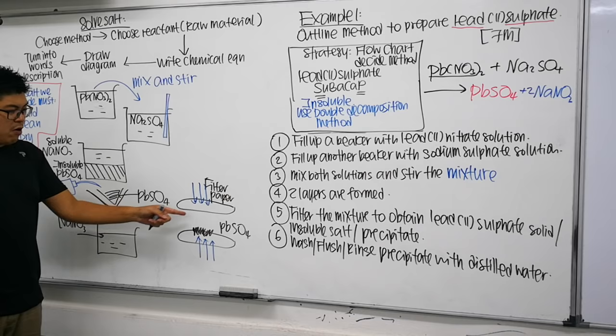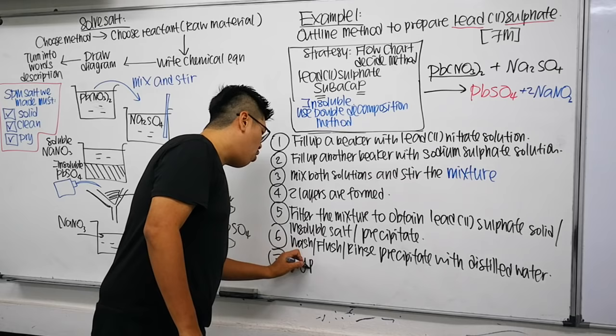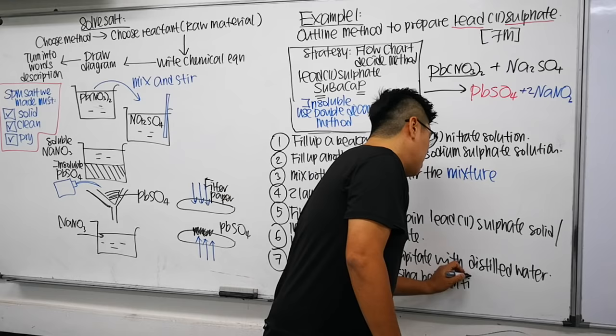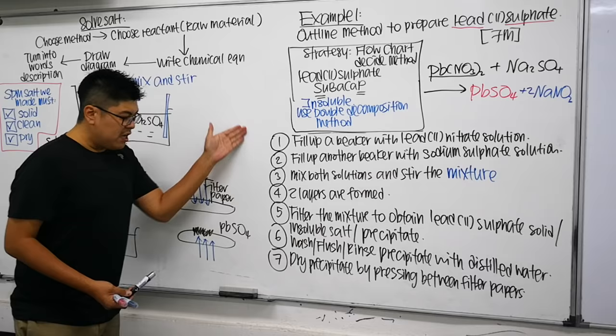Ultimately, what do I do? I dry it. So, you just dry the salt or dry the precipitate. How do you do it? By pressing between filter papers. Okay? Between filter papers, you use the filter papers and you compress. Are you okay with that? By doing this, you get 7 marks. Understand? You get the picture? Not easy, but not too hard.